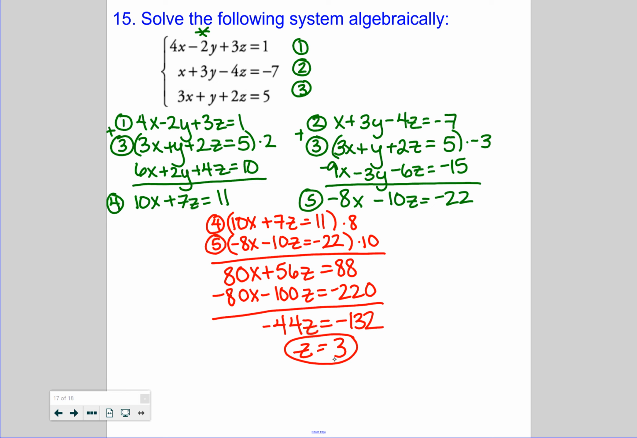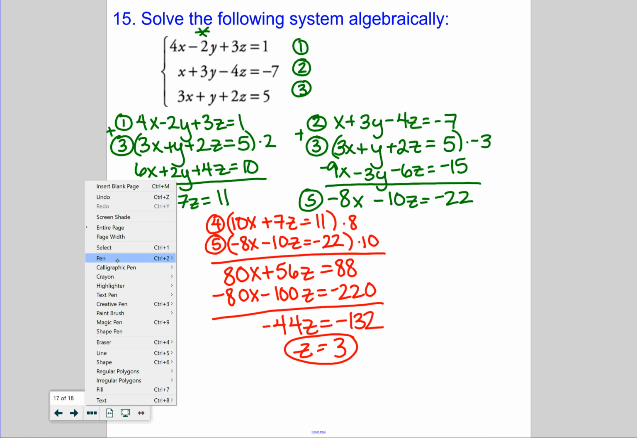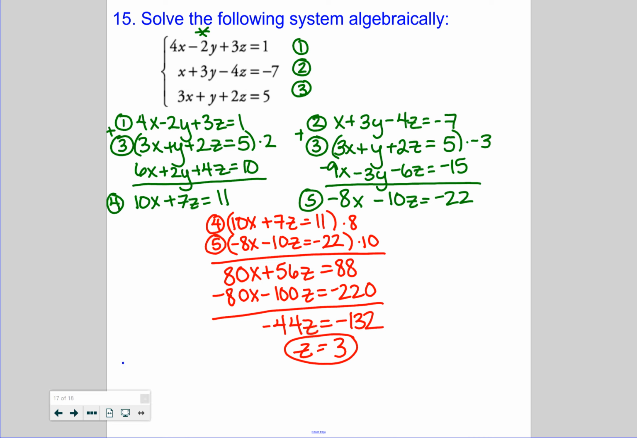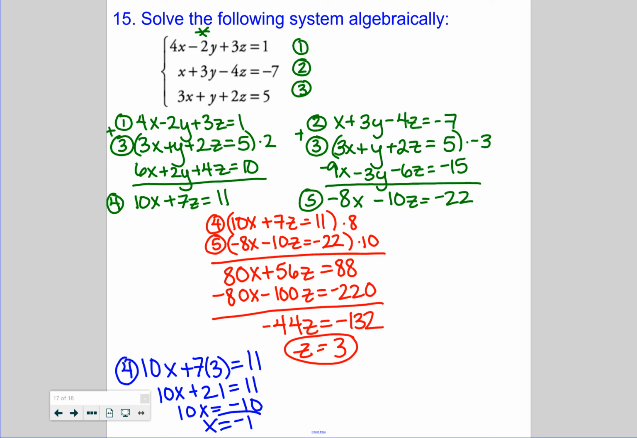All right, once I know z is 3, I can plug that back into either equation 4 or 5. I'm going to use equation number 4. 10x plus 7 times 3 equals 11. So 10x plus 21 equals 11. Subtract 21, that gives me -10. And that means x equals -1.